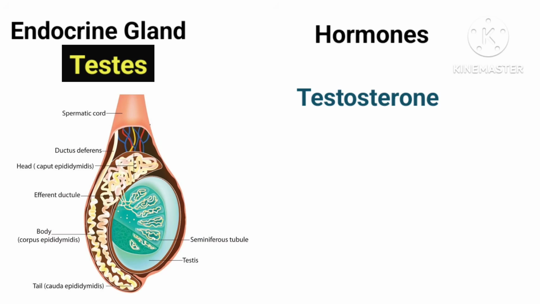Anti-Mullerian hormone or AMH plays a vital role in the development of male reproductive organs during fetal development. Estradiol, a type of estrogen, is important for sperm production, and progesterone, while primarily associated with females, is also produced by the testes in males. Oxytocin, a hormone that can be secreted by the testes along with other tissues.